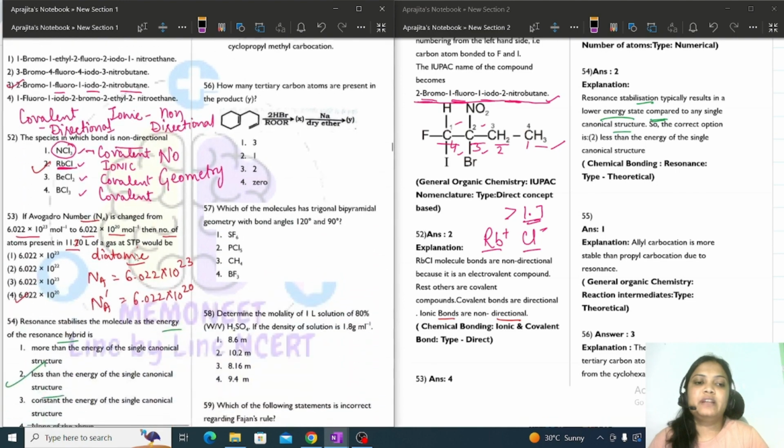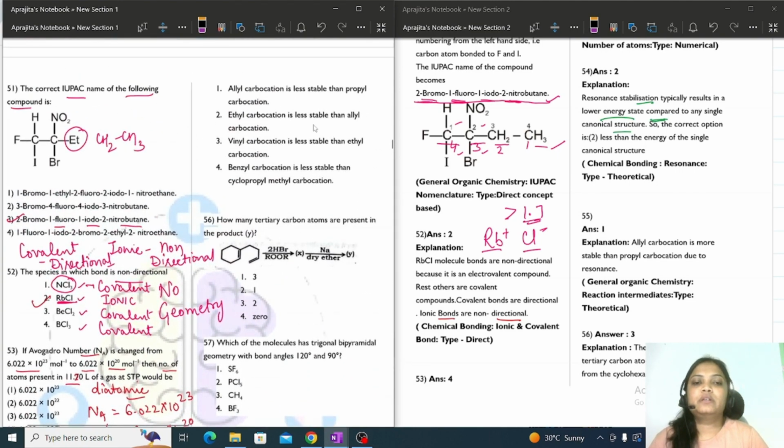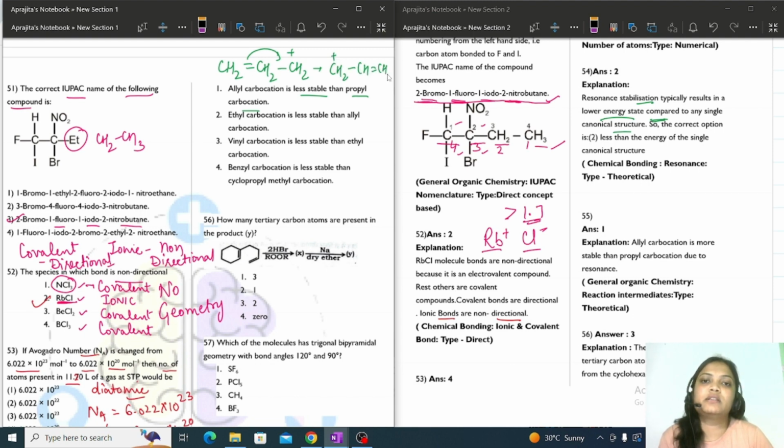So we have to find out the incorrect statement here. It's about the stability of the carbocations. In this case, allyl carbocation is less stable than propyl carbocation. Allyl carbocation, you can see, is actually stabilized because of resonance. You can see the resonance structures here. It is stabilized because of resonance, so it will be more stable than the propyl carbocation. So definitely it's not a correct statement.